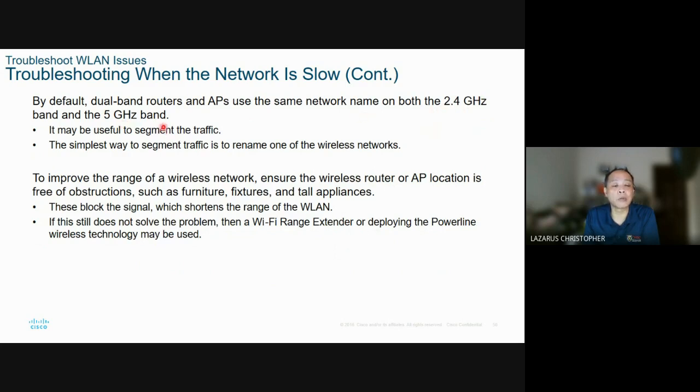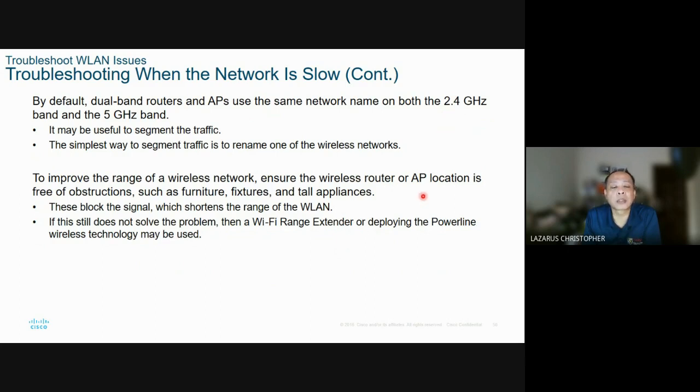Sometimes they are both using the same network name, SSID, right? Maybe it's useful to put something like SSID 2.4 as the name and SSID 5 to differentiate, right? Or you can explicitly connect separately to the individual frequency band, right?